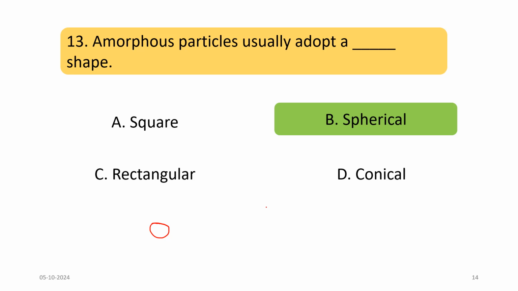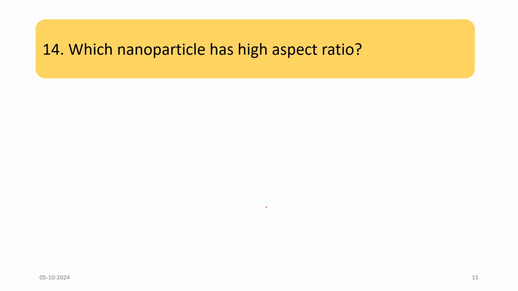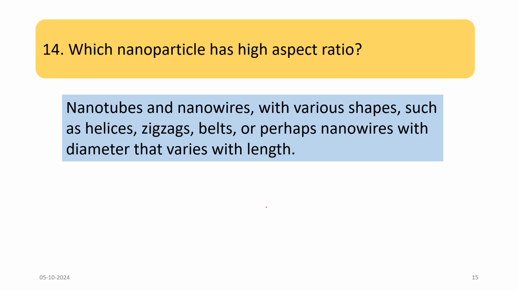Next, which nanoparticle has highest aspect ratio? Nanotubes and nanowires with various shapes such as helixes, zigzags, belts, or perhaps nanowires with diameter that varies with length. These nanotubes and nanowires have high aspect ratio. High aspect ratio means their length is very high, greater than their diameter, right?